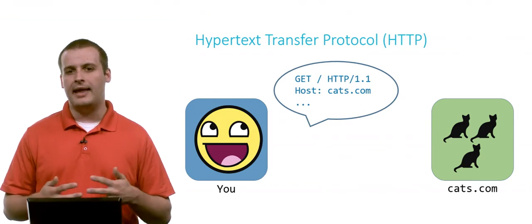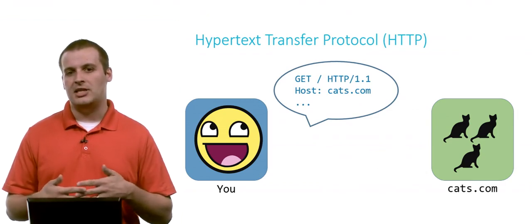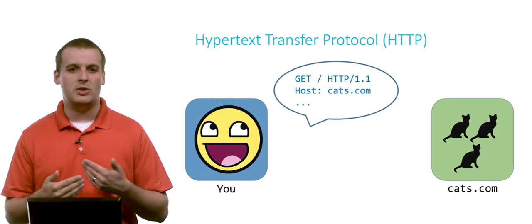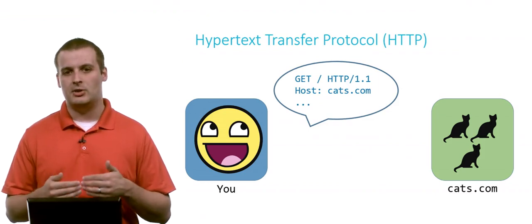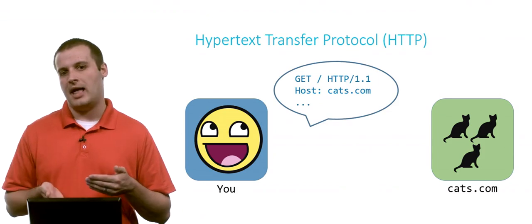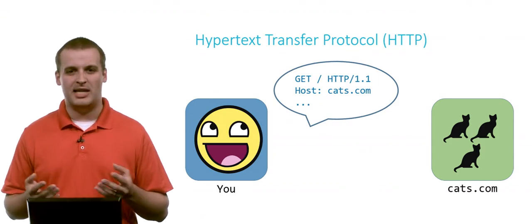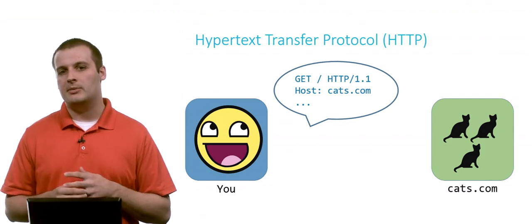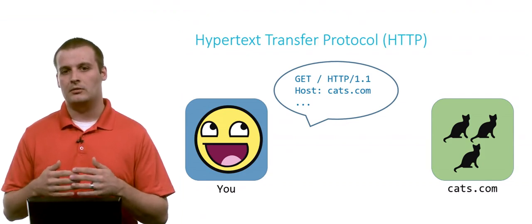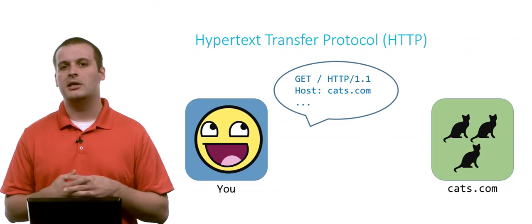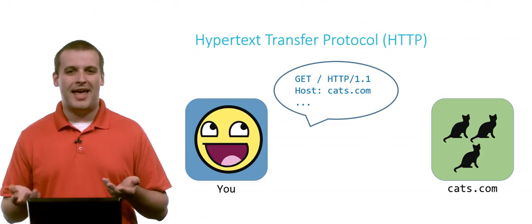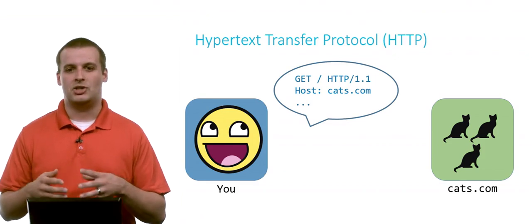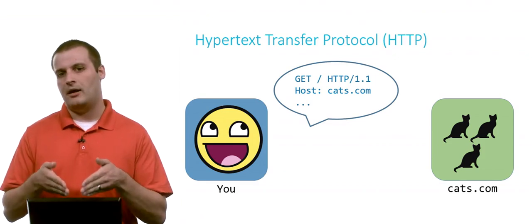We might say GET / HTTP/1.1 from host cats.com. So basically what I'm doing here is asking for the web page www.cats.com/. We usually omit the slash nowadays, but that would just mean cats.com's homepage. Oh, and by the way, I'm going to be using HTTP version 1.1 to communicate with you. That's sort of analogous to saying, by the way, I'm going to be speaking in French, or by the way, I'm going to be speaking in English. That's just the format of the protocol.